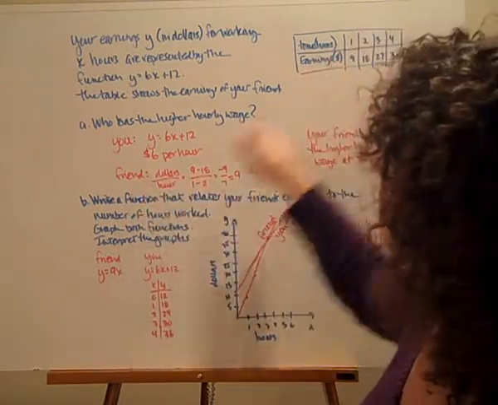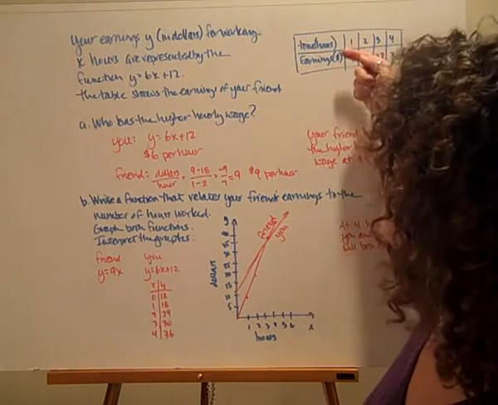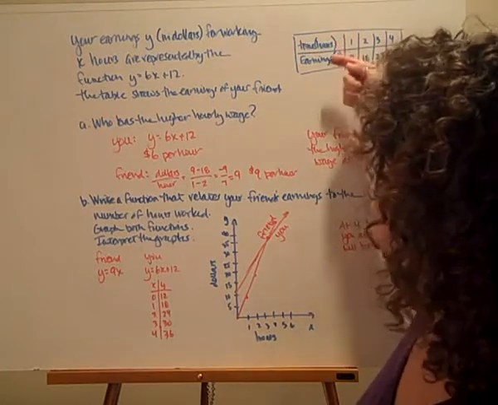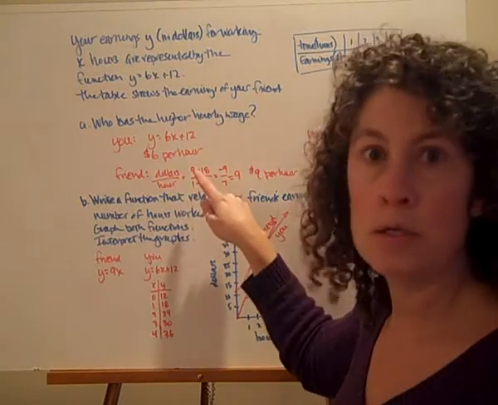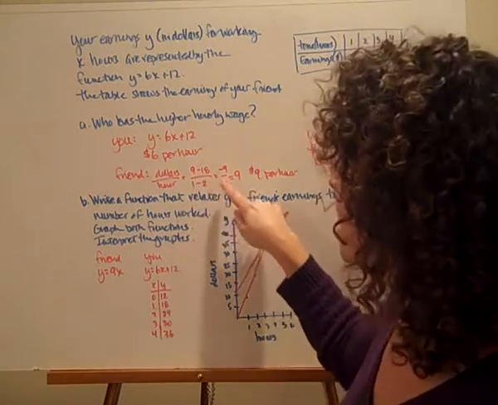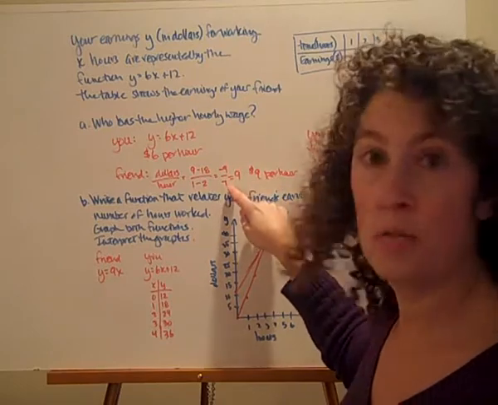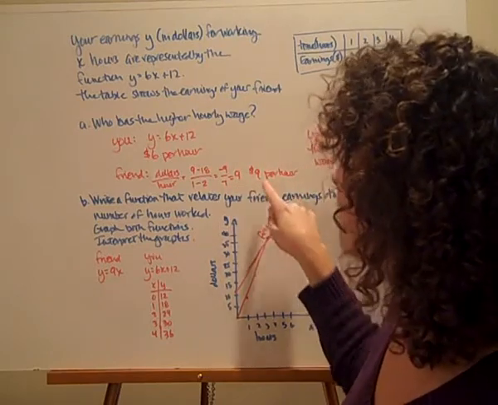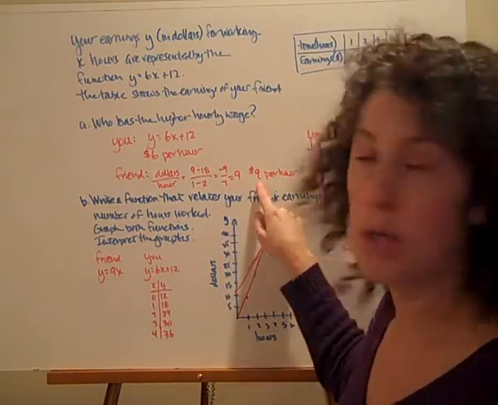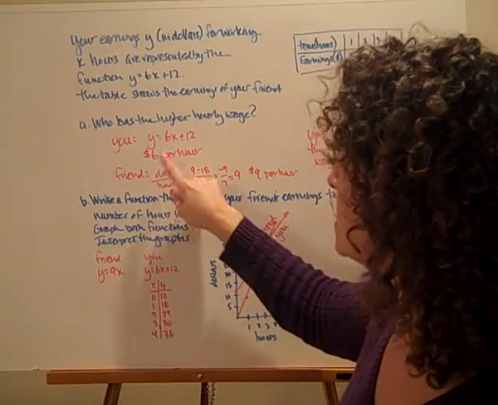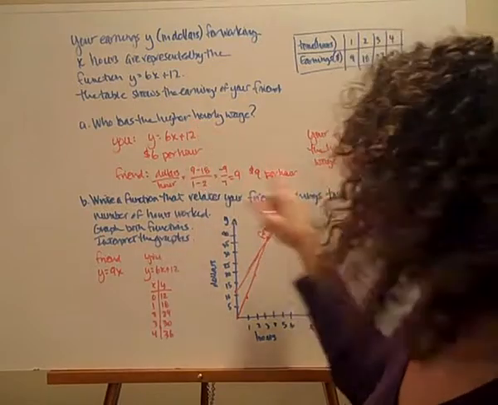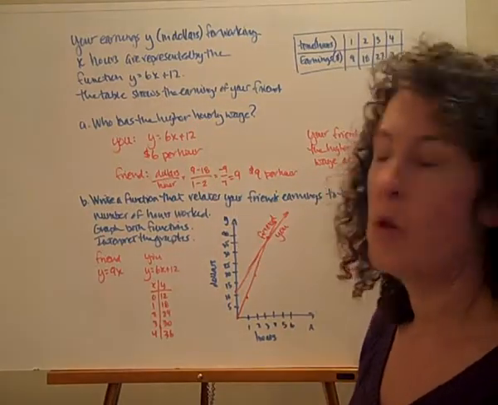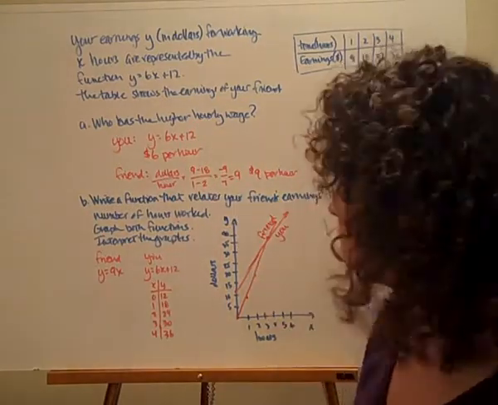So you make $6 per hour. If I go over to your friend and try to find his or her slope, again, it's earnings per hour, so dollars per hour is y over x. I'm going to use my slope formula here, and I come up with 9. I have negative 9 over negative 1, which is positive 9. Your friend makes $9 per hour. So you make $6 per hour, your friend makes $9 per hour. Who has the higher hourly wage? Your friend does. Your friend makes $9 per hour.